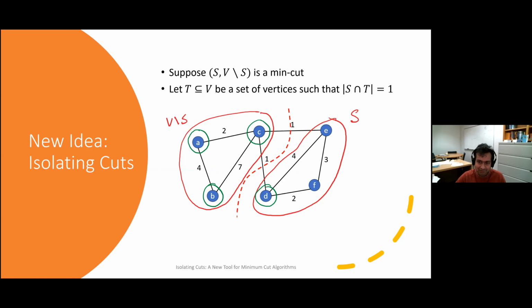Okay, and here's an example. Let's say the min cut was this S, V minus S cut, and we were sampling vertices. A sample that satisfies the criterion that I was talking about, of having exactly one vertex on the smaller side, is what is shown here. If you sampled vertices A, B, C, and D, the vertices circled in green, then indeed you have just one vertex, D, on one side of the min cut. So this is the kind of sample that's going to be useful for us. And as I described on the previous slide, obtaining such a sample is not difficult.